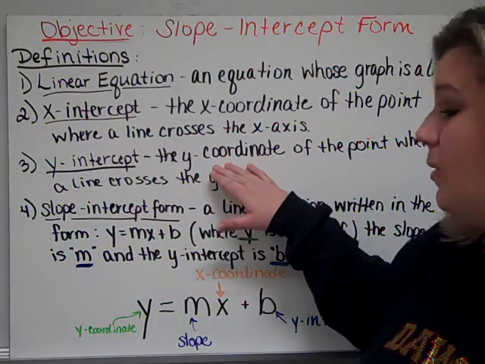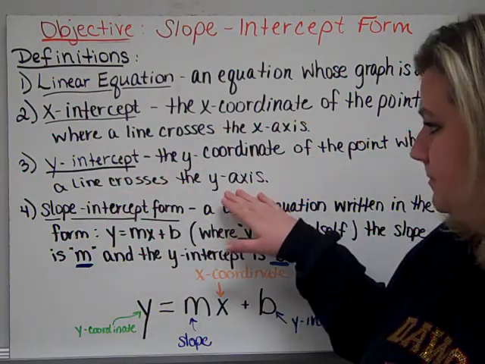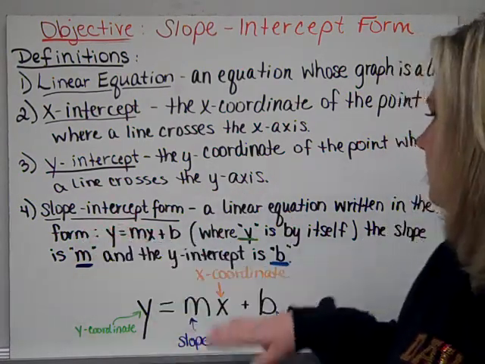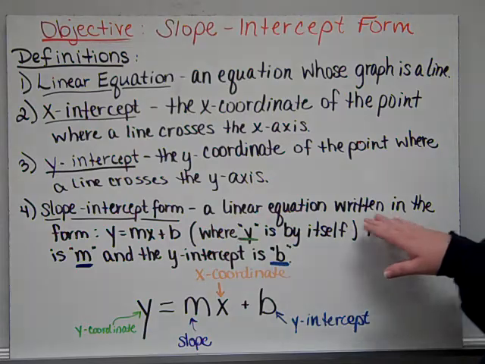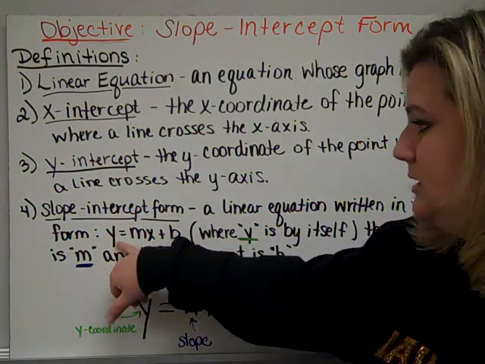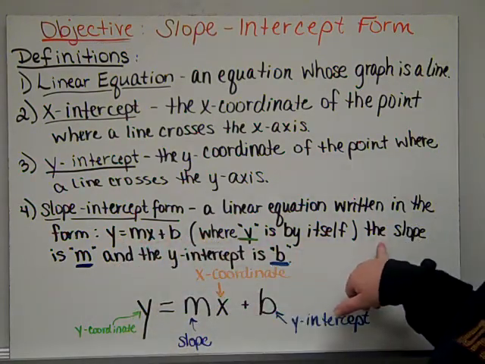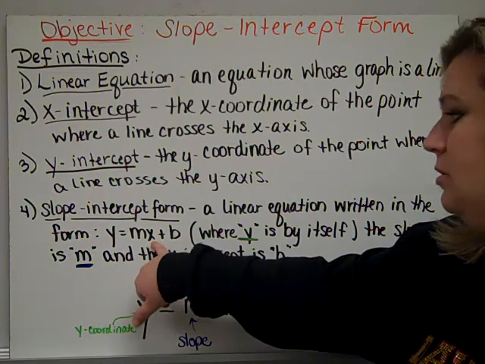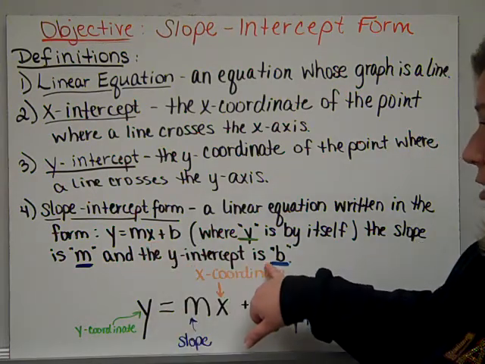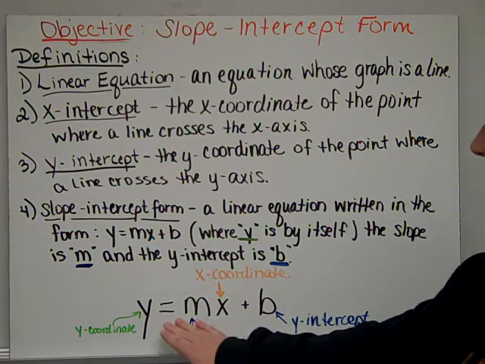Y-intercept. This is the y-coordinate of the point where a line crosses the x-axis. Slope-intercept form. It's a linear equation written in the form y equals mx plus b, where y, as you can see, is by itself, isolated, and m is represented by the slope, x is your x-coordinate, and b is your y-intercept.